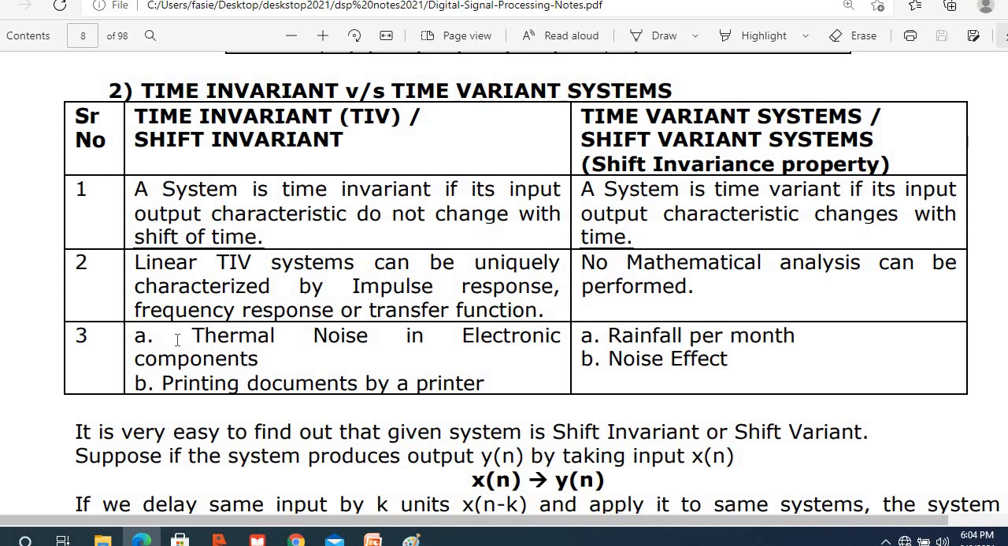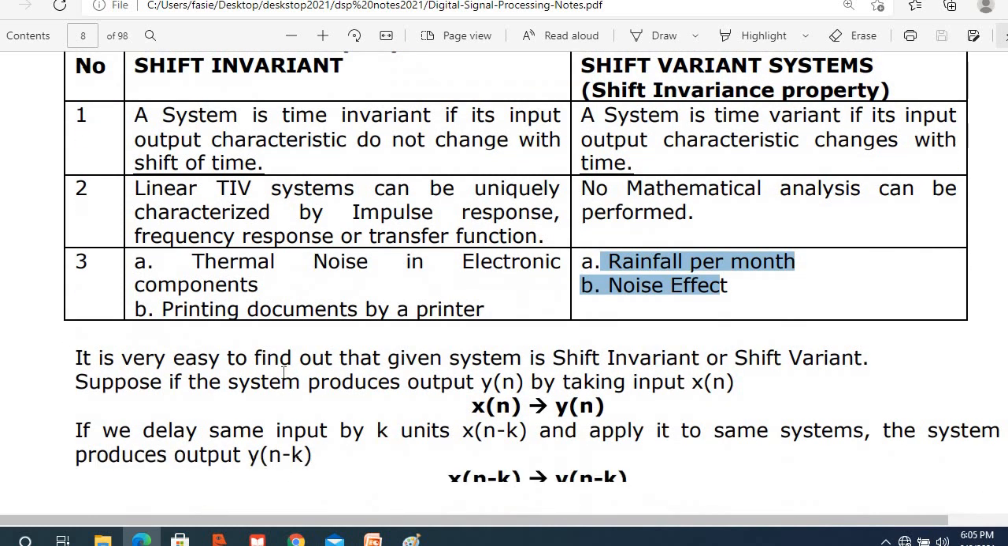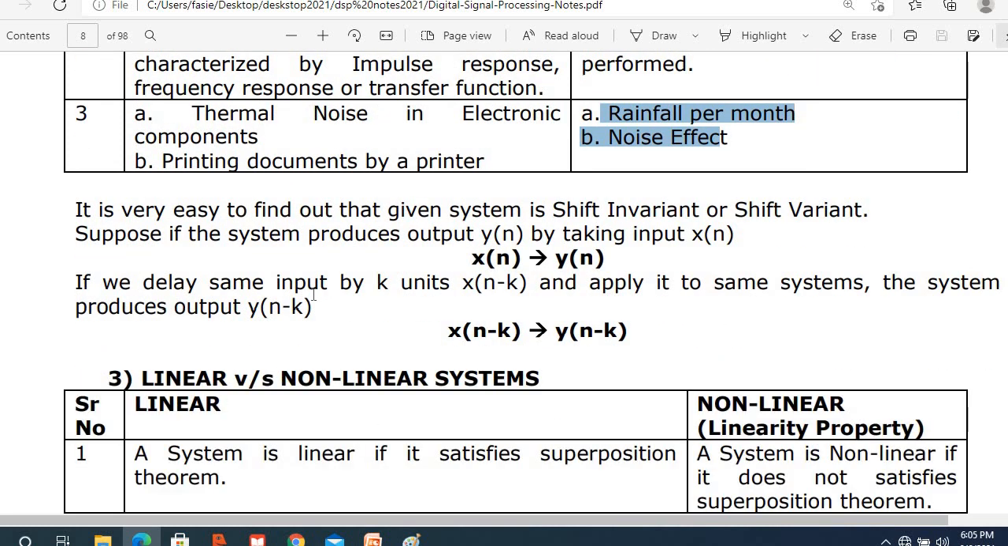Clear? Here, it uses thermal noise in electronic components. If you want to design a time invariant system, which is not varying with respect to time, then the noise in electronic components is used. Whereas in a time variant system, the rainfall per month or noise is used. That is the example they gave. It is also used in printing a document by a printer. As an example, take rainfall per month. We cannot tell exactly how much the rainfall would be, but we can find the average. This is just an example of time variant and time invariant.